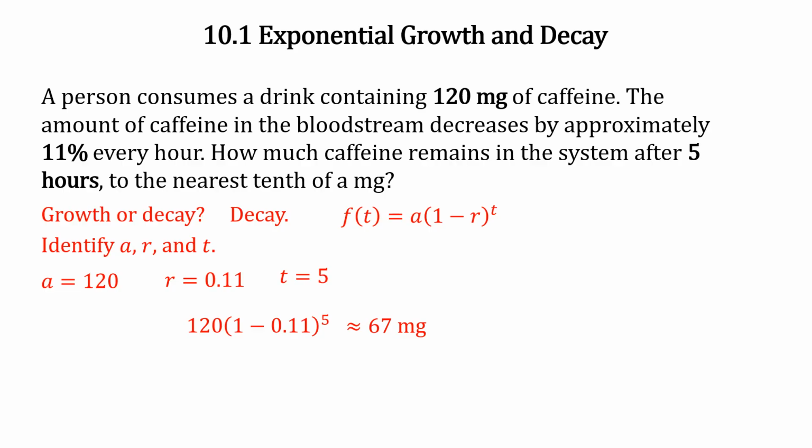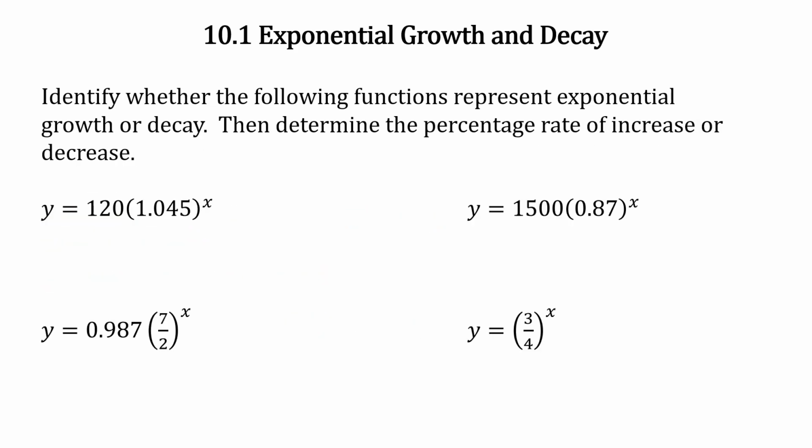Okay, now we're going to talk about compounding interest. I'm sorry, we've got to talk about this first. If they're growth or decay, then determine the percentage rate of increase or decrease. So we do b minus 1. B is 1.045. Subtract 1, we get 0.045. So it's positive, so that's growth. Move the decimal over 2 places: 4.5%.